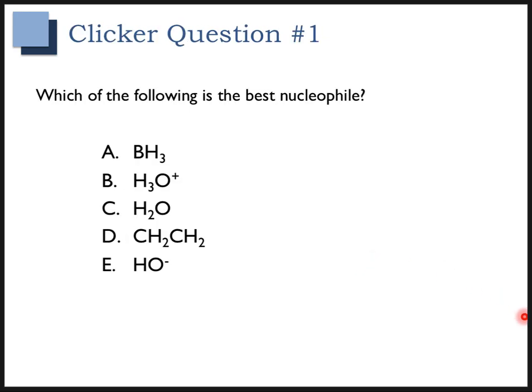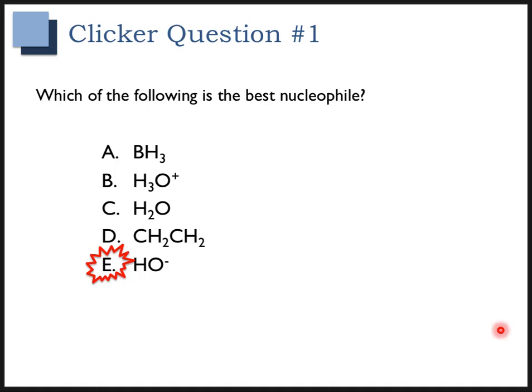So before we get started, just do a quick review question. Give this a try on your own and see if you can remember which of the following is the best nucleophile. Okay, hopefully you got this correct. The best nucleophile would be E, hydroxide. Remember, nucleophile is going to be nucleus loving, so it's going to be electron rich. And this is going to be the most electron rich.